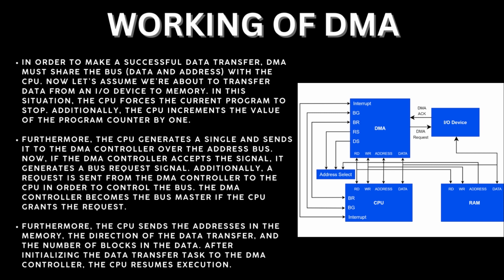Now, if the DMA controller accepts the signal, it generates a bus request signal. Additionally, a request is sent from the DMA controller to the CPU in order to control the bus. The DMA controller becomes the bus master if the CPU grants the request. Furthermore, the CPU sends the address in the memory, the direction of data transfer, and the number of blocks in the data. After initializing the data transfer task to the DMA controller, the CPU resumes execution.